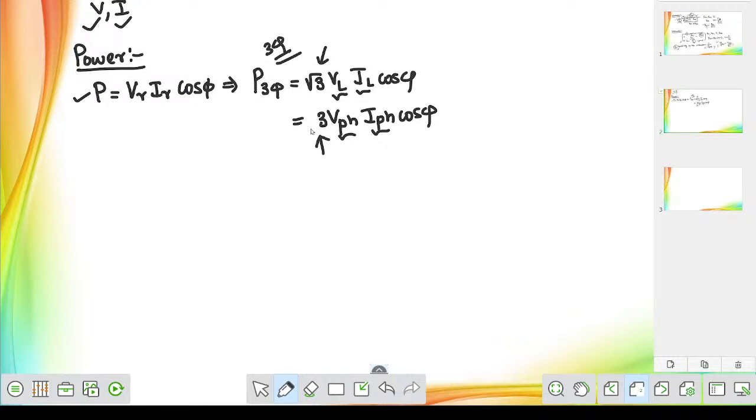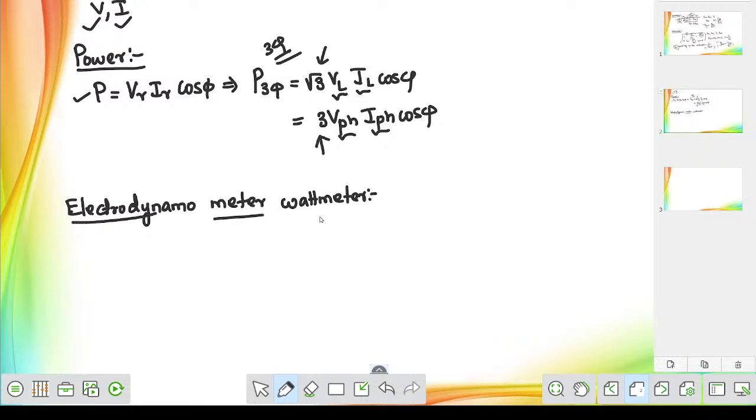Now the question is, how do we measure this power with the help of an electrodynamometer wattmeter. That is the next question. So an electrodynamometer can be used as a wattmeter, in order to measure the power of a circuit, or the power of a load, whatever you are looking for.